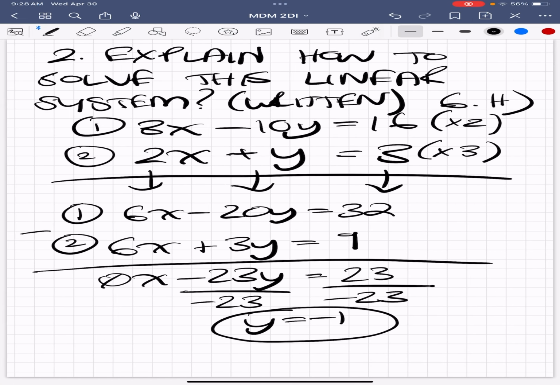So we subtract equation 1 and equation 2 to have the result of 0x in the y variable, and then we have negative 23y equals 23. So now we divide both sides by negative 23 to find the y coordinate of the point of intersection, which leaves us with y equals negative 1. And then we substitute y equals negative 1, the y coordinate of the POI, into the original equation 1 or equation 2 to calculate the x coordinate of the POI.